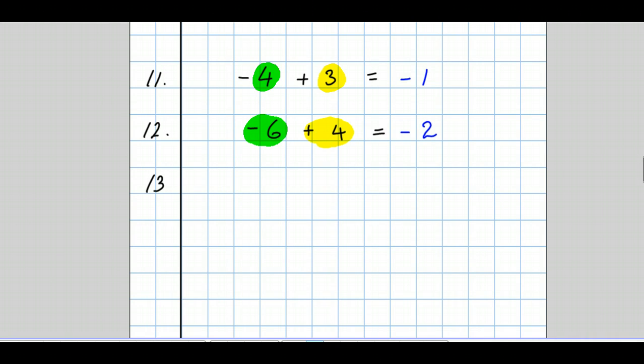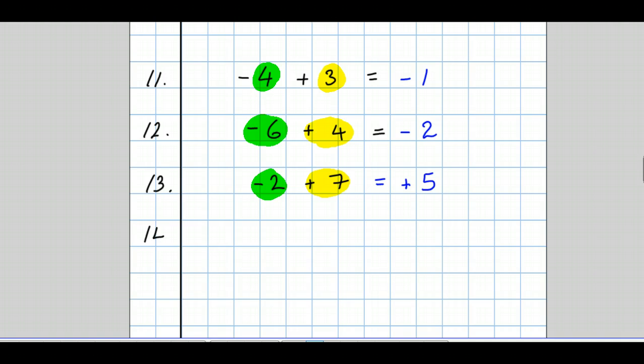Let's look at yet another example. Minus 2 add 7. So this number has a plus sign in front. This has a negative. But which is bigger? Is the positive number bigger than the minus? It is. So we've got more pluses than we have minuses, so our answer is going to be plus. They've got different signs in front, so we take them away to find the number part. 7 take away 2 is 5.